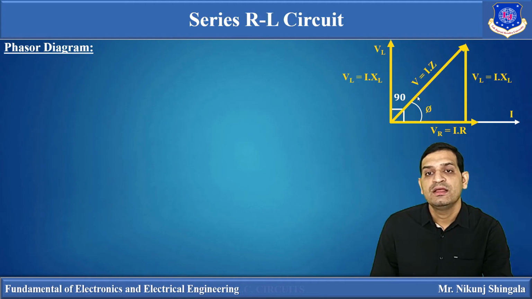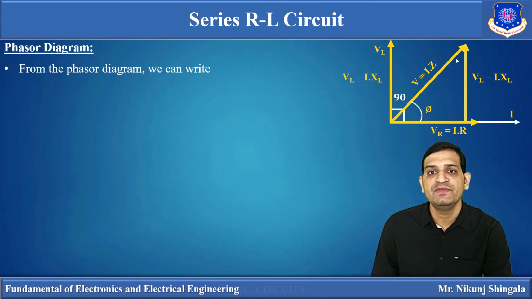The phase angle between applied voltage and resultant current in this case is phi. It is not 90 degrees because it is not a purely inductive circuit. It consists of one resistor in series. So the phase angle between applied voltage and current is not 90 degrees, but some angle that is represented by phi. From the phasor diagram we can write applied voltage is equal to the phasor sum of VL and VR.